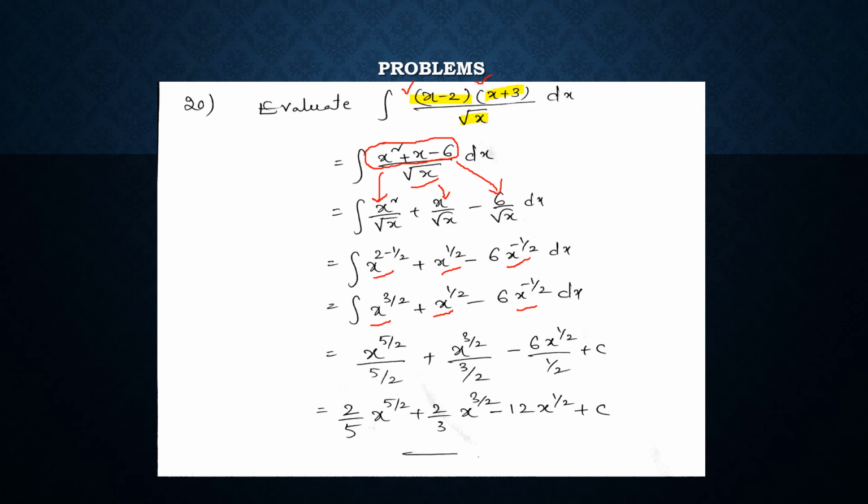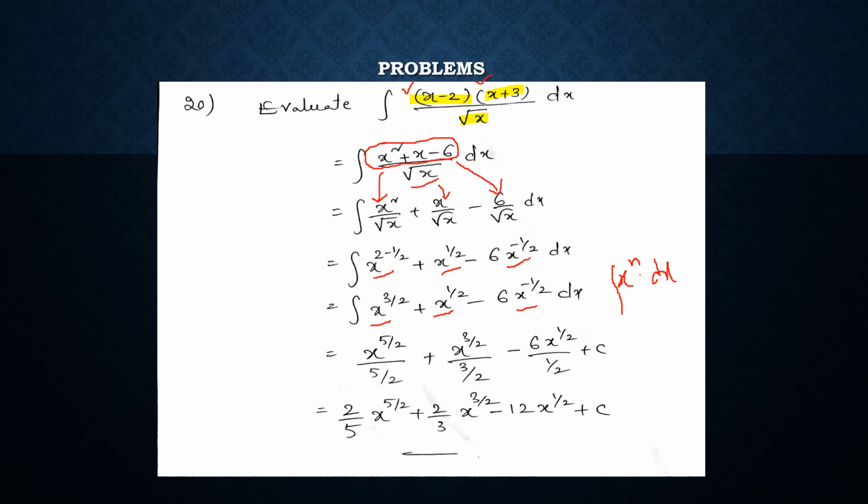In these terms, each term is in the form of integral x to the power of n dx. By using that formula, integral x to the power of n dx is equal to x to the power of n plus 1 by n plus 1. So integral x to the power of 3 by 2 dx is x to the power of 3 by 2 plus 1 by 3 by 2 plus 1, plus x to the power of 1 by 2 dx is x to the power of 1 by 2 plus 1 by 1 by 2 plus 1, minus 6 into x to the power of minus 1 by 2 plus 1 by minus 1 by 2 plus 1.